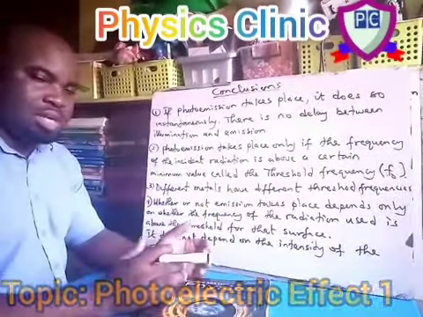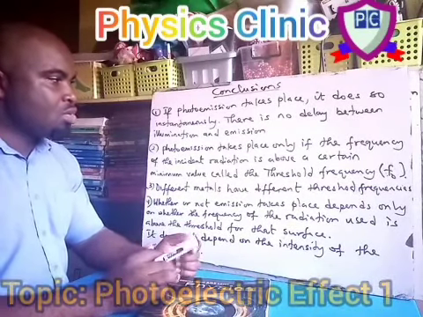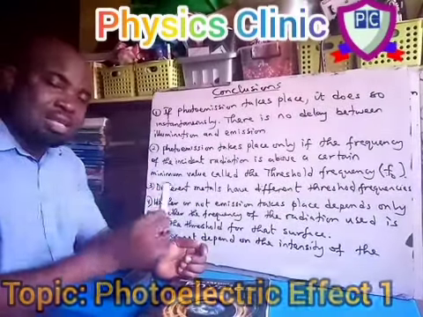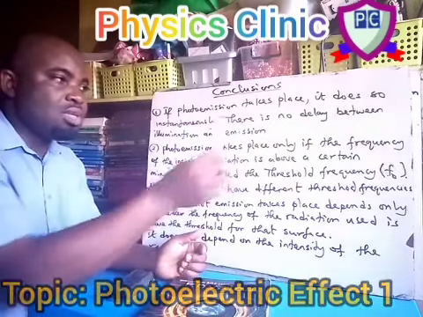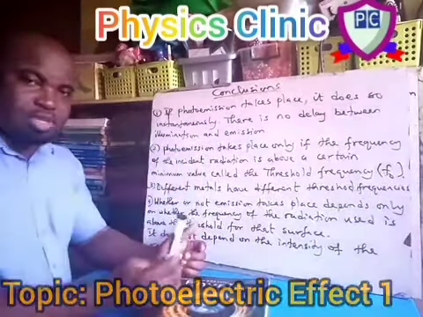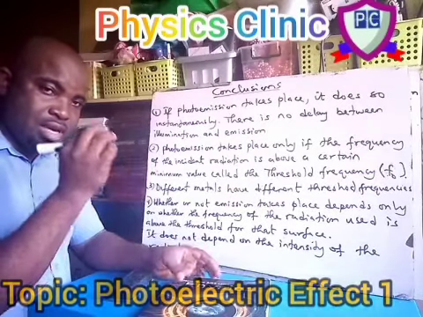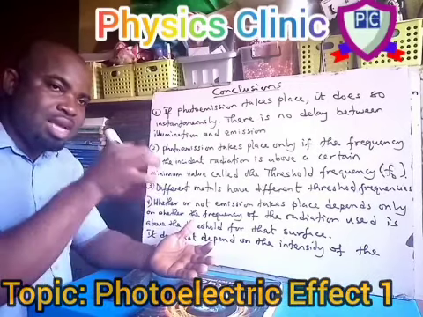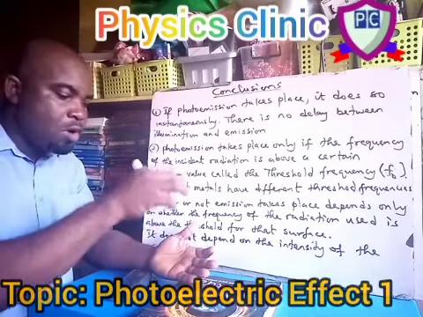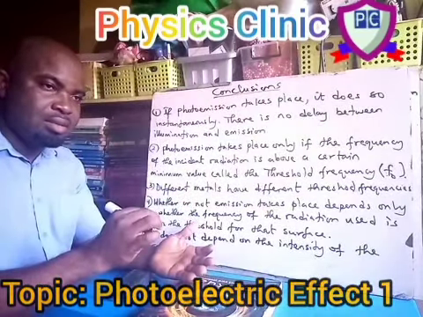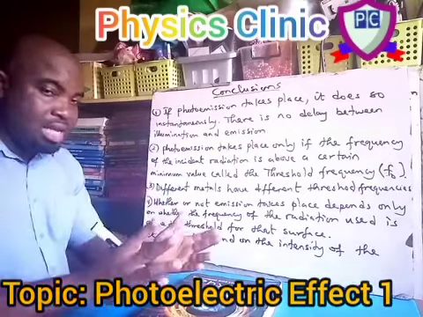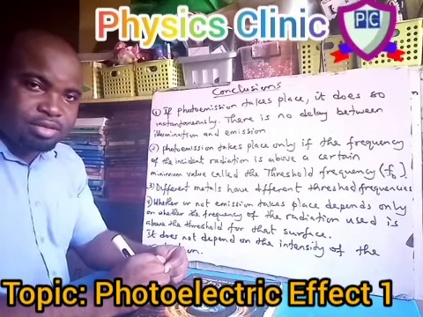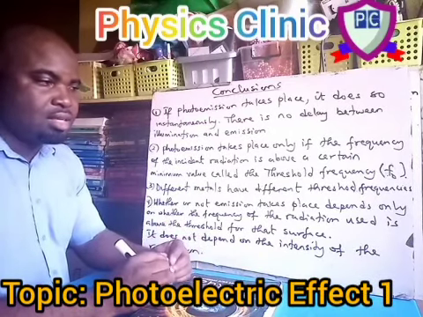During the course of the experiment, we came up with some conclusions. The first conclusion is, if photoemission takes place, it does so instantaneously. There is no delay between illumination and emission. So when we have light or electromagnetic radiation of sufficient frequency and we shine it on the metal surface, electrons will be ejected instantaneously. There will be no delay between the time of incidence and the time of ejection of these electrons.